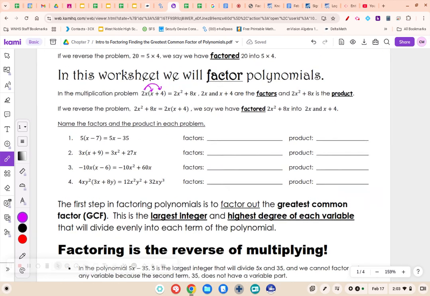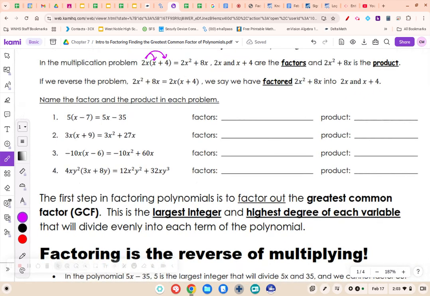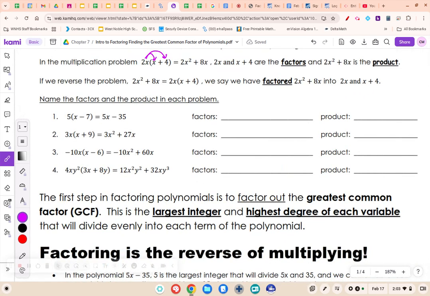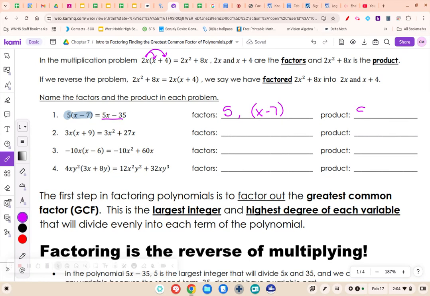So for these first few problems, we are going to name the factors and the product of each problem. So our factors are our pieces. These are our two pieces, 5 and x minus 7. I'll put it in parentheses since it originally was. And then our product is when they come together, when they have been multiplied.